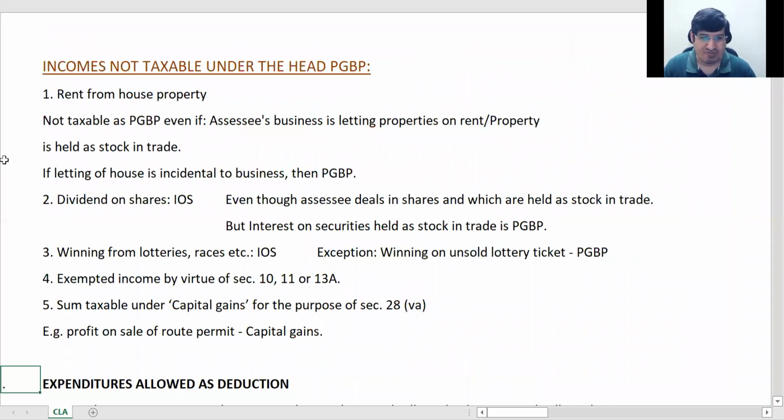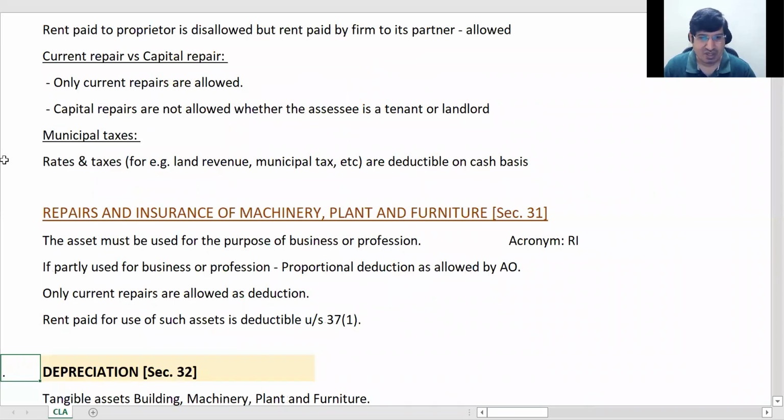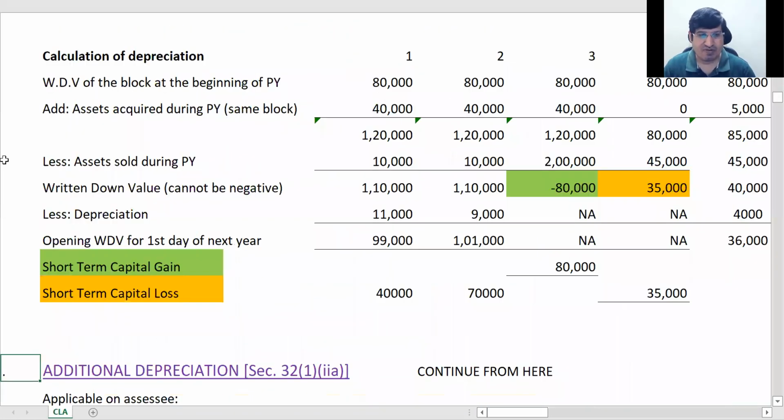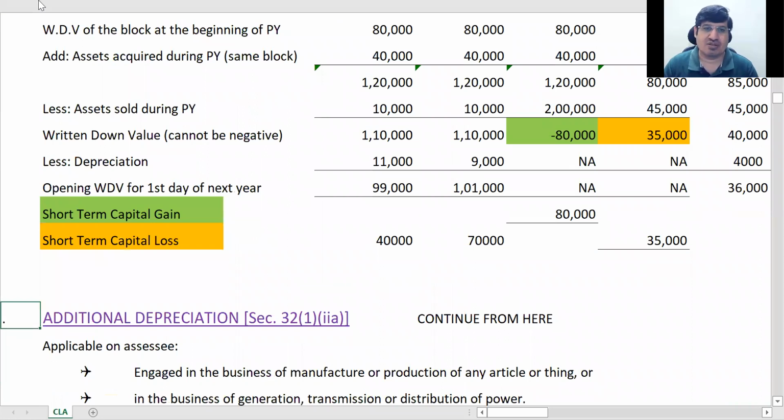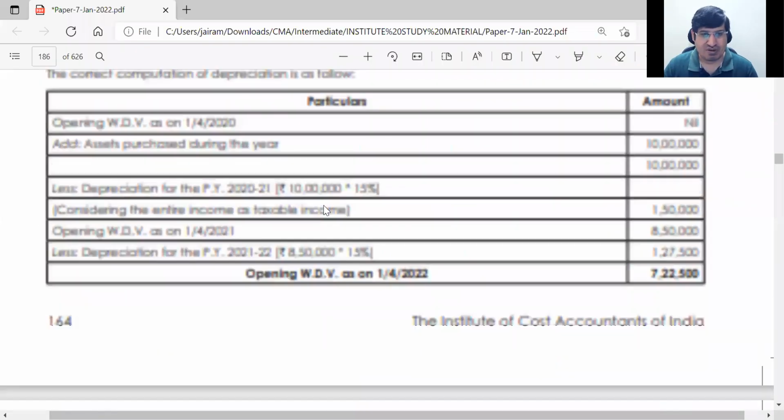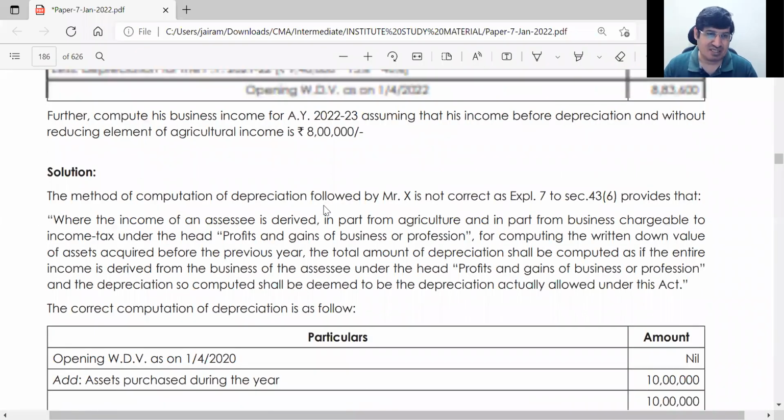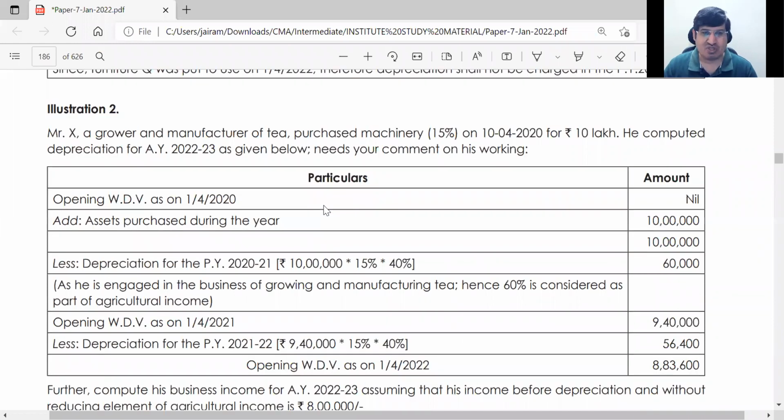Okay, so we were doing some problems of depreciation. We're doing that second problem which had that tea business reference. Okay, this was the problem.